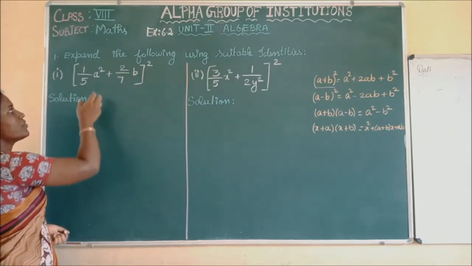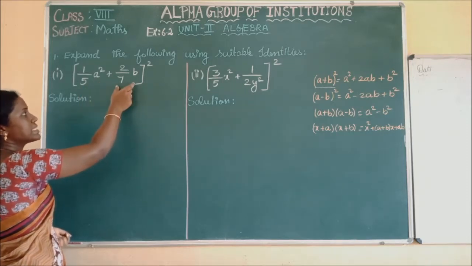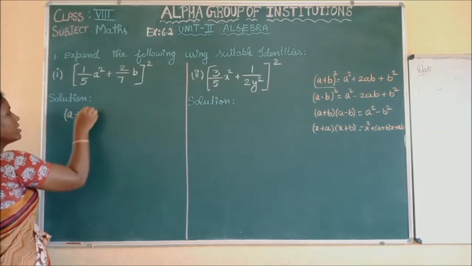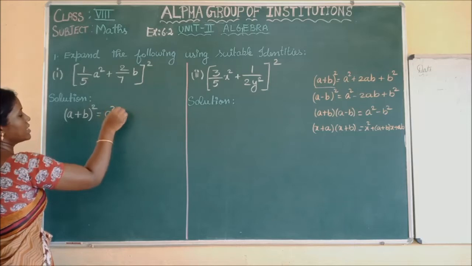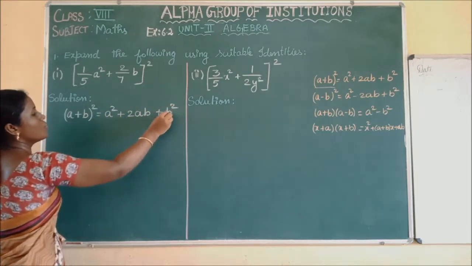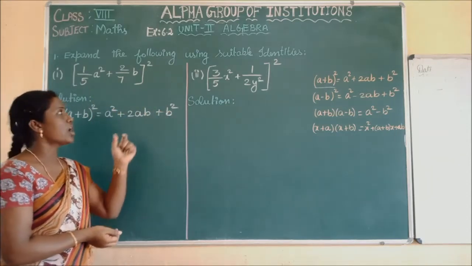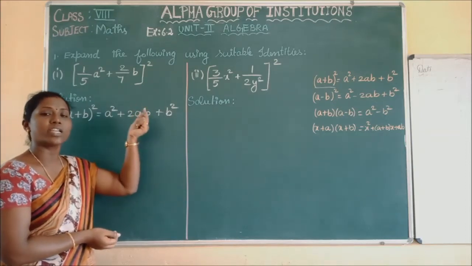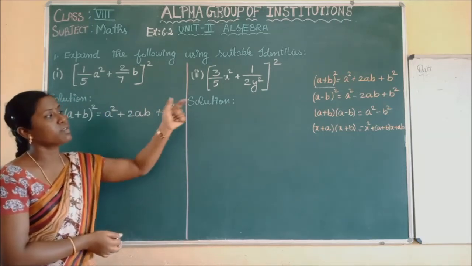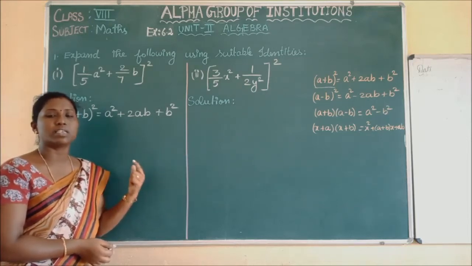Okay, so instead of a here we have 1 by 5 a square, and instead of b we have 2 by 7 b. So which identity are we going to use here? A plus b the whole square is equal to a square plus 2ab plus b square. So by seeing the question itself, the first work is to choose which appropriate identity we can use here to expand. Here we have plus. If it were minus, we would go for the second identity. Likewise, out of these four identities, we have to choose the one suitable to expand the given expression.